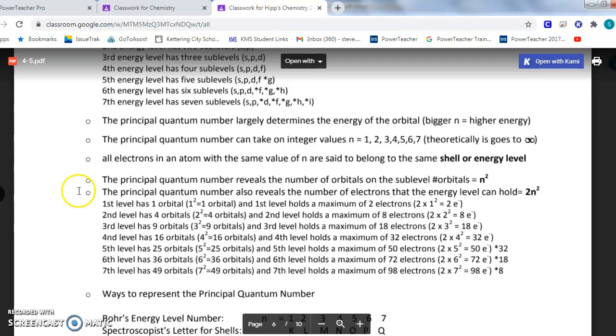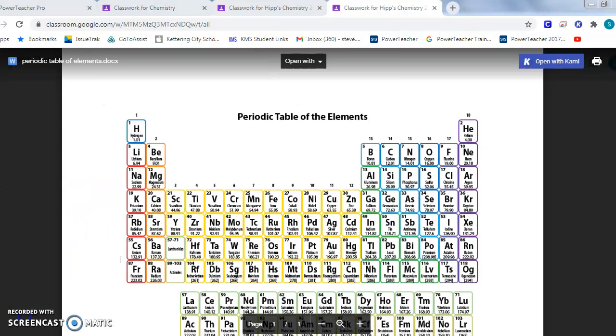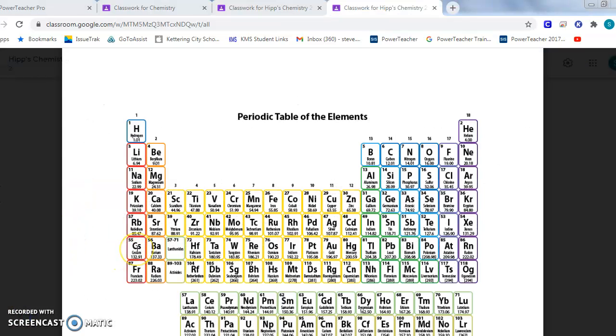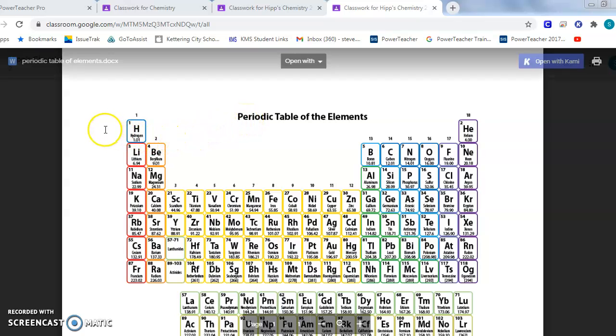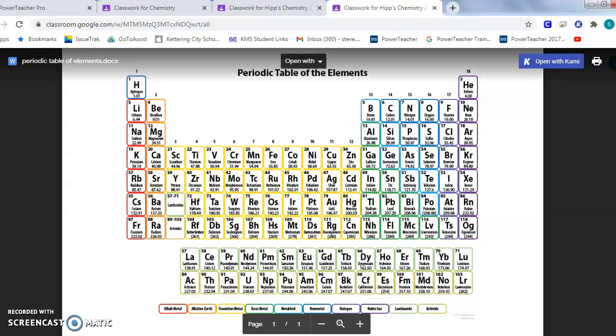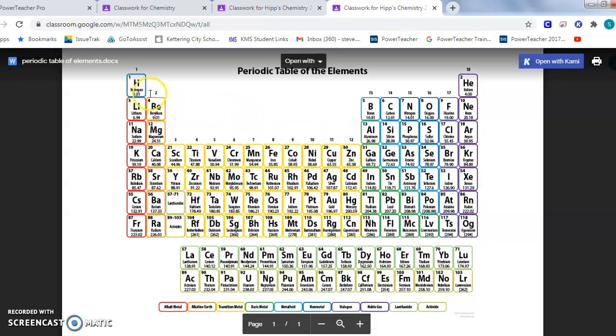Now let's take a look at the periodic table again. Here's our periodic table of elements that is in our class information section. We mentioned that n is allowed to be what? 1 through 7. Count with me for a second. I'm going to count the horizontal rows. 1, 2, 3, 4, 5, 6, 7. There are 7 horizontal rows, which we call periods on the periodic table.